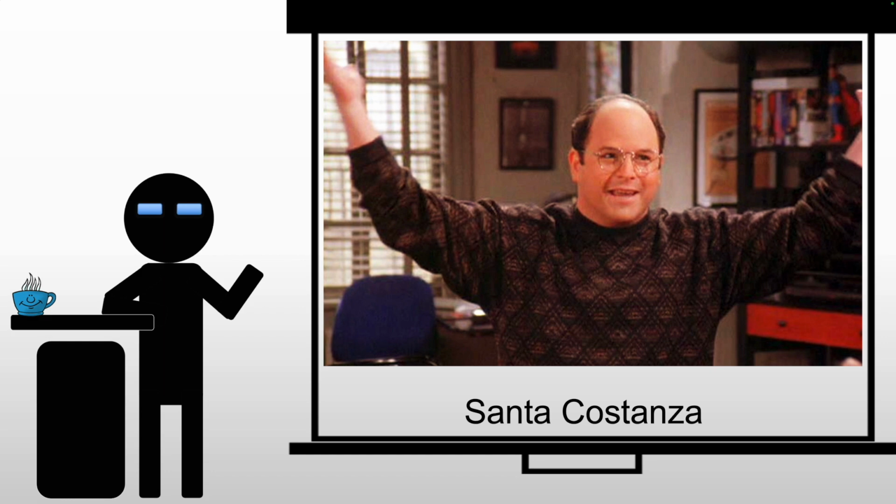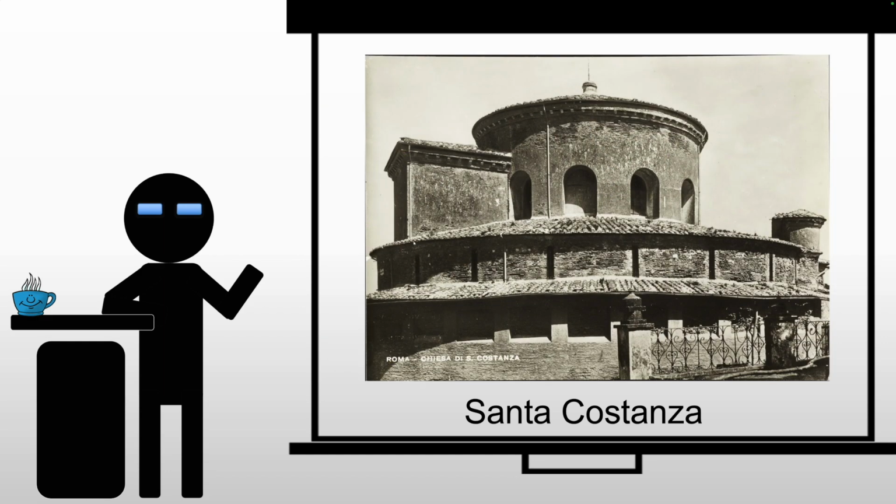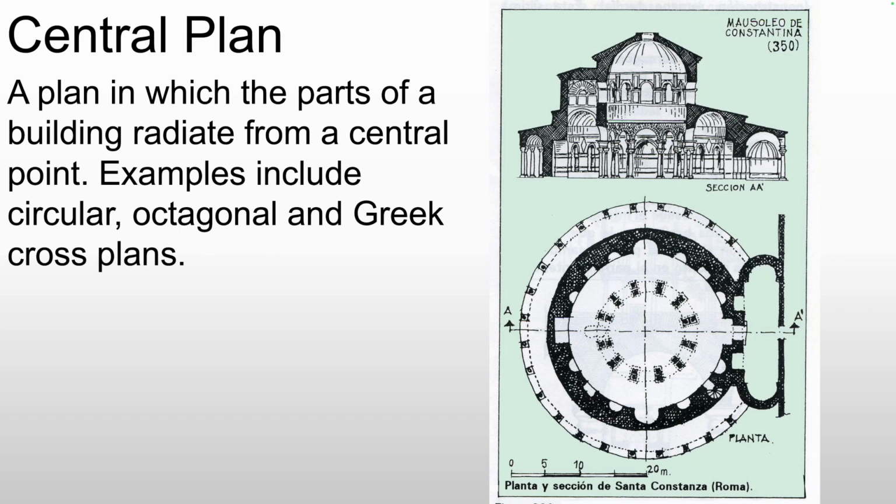Next we have Santa Costanza, not named after this guy, but rather a church that looks like this. And this is a different kind of structure. This is called a central plan structure. So a plan where the parts of a building radiate from a central point.